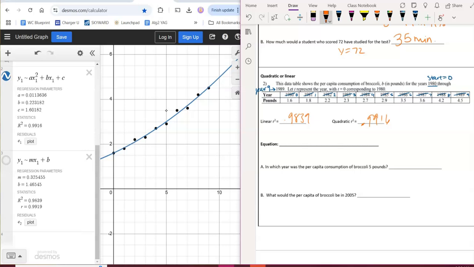Then you'll write the equation of the one you choose. You don't have to write both, just do the one you choose. So we'll have y equals 0.0113, oh, I guess 4.